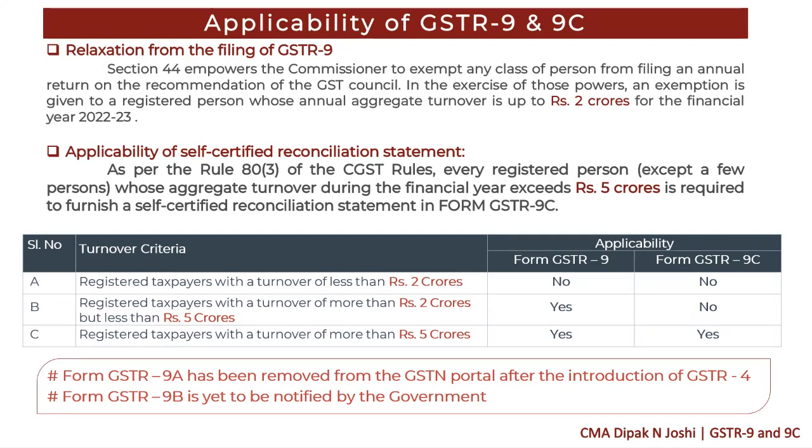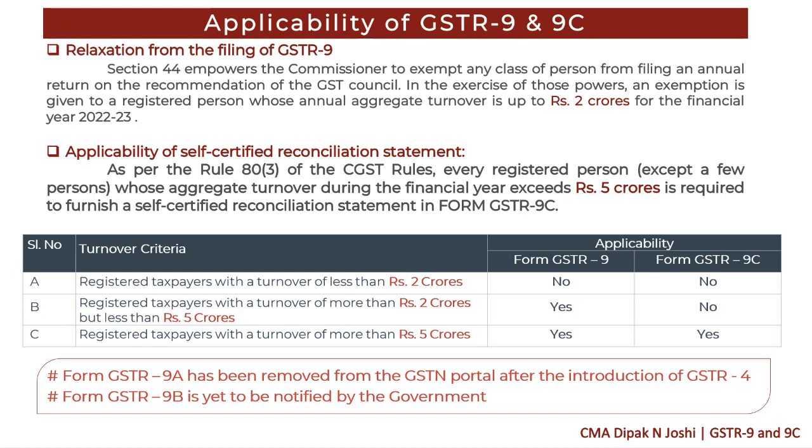Now, in both the cases, the terminology used is aggregate turnover. So what is this aggregate turnover? Aggregate turnover is the all India turnover, which is already defined under section 2. So say a registered person has GST registration in 5 states, and in each such state he has 1 crore rupees as turnover. Then the aggregate of all those registrations is the aggregate turnover for the purpose of calculating this limit of rupees 2 crores or rupees 5 crores.